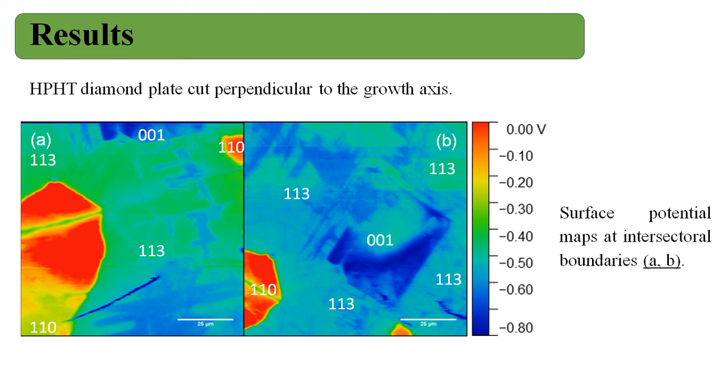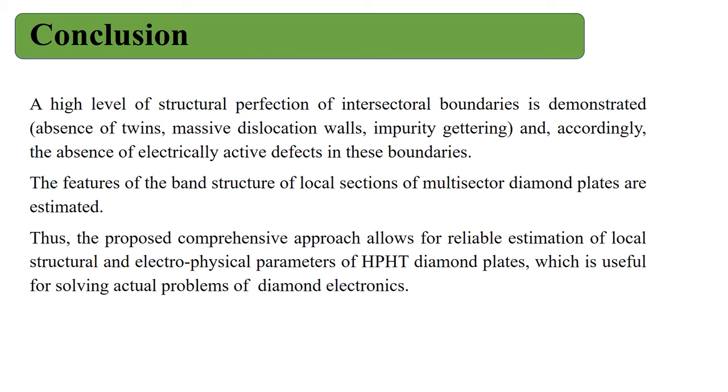Surface potential maps at intersectoral boundaries A and B. A high level of structural perfection of intersectoral boundaries is demonstrated: absence of twins, massive dislocation walls, impurity gathering, and accordingly the absence of electrically active defects in the boundaries. The features of the band structure of local sections of multisector diamond plates are estimated.